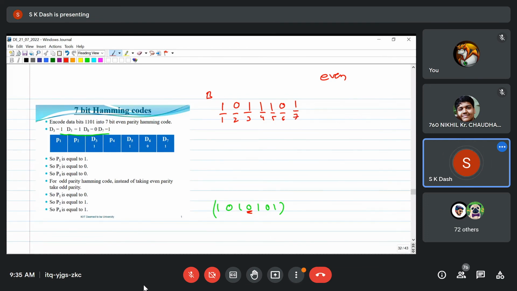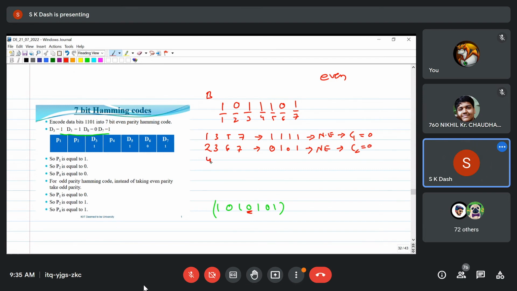Now, what is 1 3 5 7? 1 is 1, 3 is 1, 5 is 1, 7 is 1. So 4 ones, which means even number. That means it contains no error. No error means C1 should be 0. Next, 2 3 6 7: 2 is 0, 3 is 1, 6 is 0, 7 is 1. Again, even number, no error. So C2 should be 0.